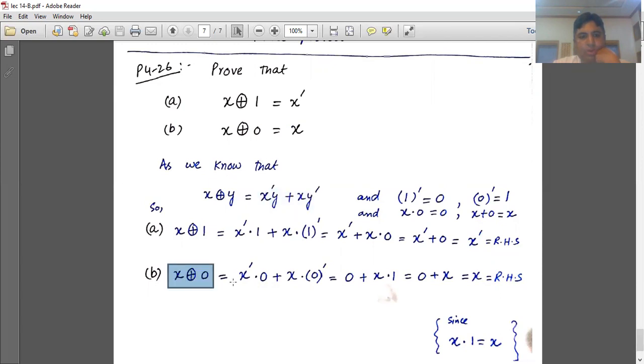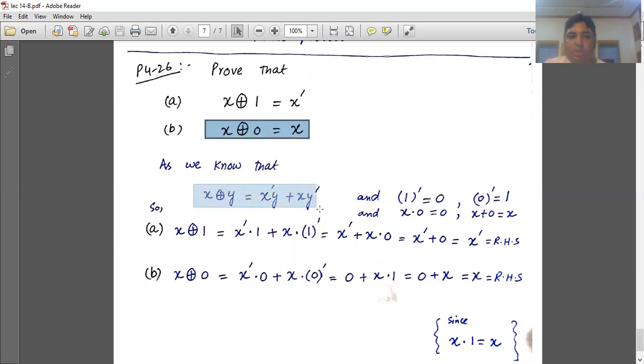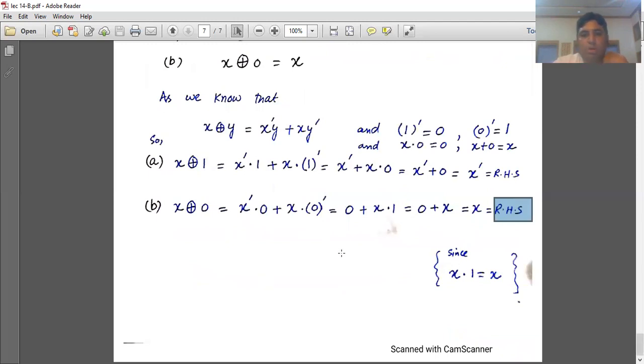X exclusive or 0 is equal to x bar y plus x y bar. So x bar dot 0 is 0, and 0's complement is 1. So x dot 1 becomes x. So 0 plus x becomes x. So we have proven that x exclusive or 0 is equal to x. Basically, we are applying the right hand side of this theorem, and applying this theorem, we get to the proof. So this was our today's online lecture.